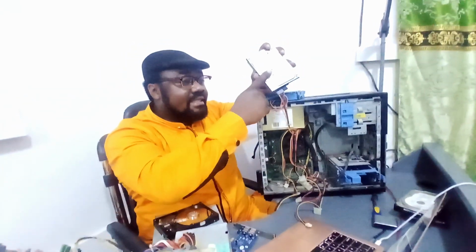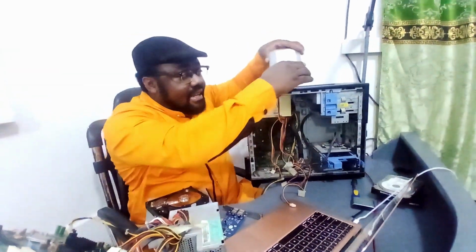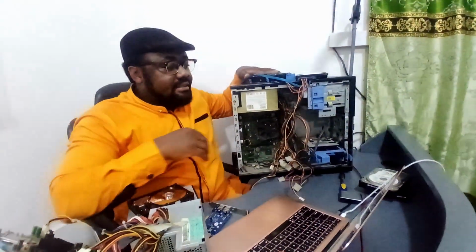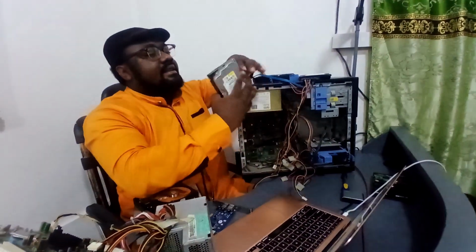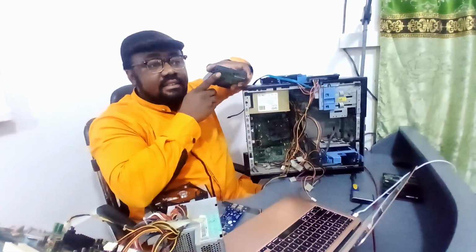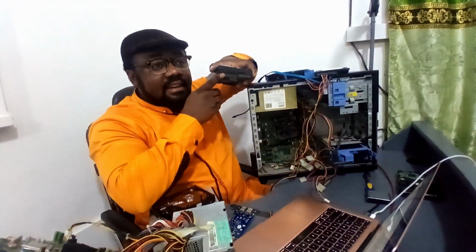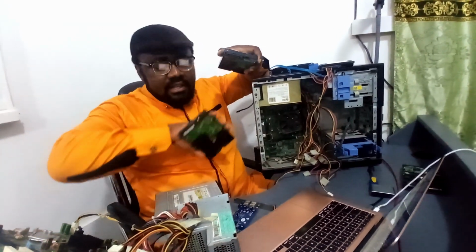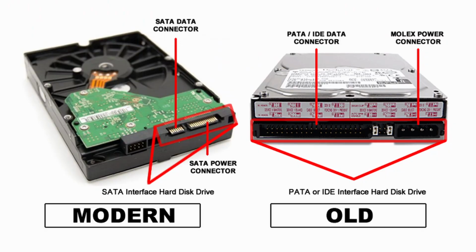Yes. So is it a SATA hard drive? Yes. It is a SATA hard drive. This is also a SATA hard drive. Look at this hard drive. Is it a SATA hard drive? You should be able to tell because it looks very different from this. Can't you tell the difference? So when you see a hard drive like this, you should be able to answer the question whether it is a SATA hard drive or not.